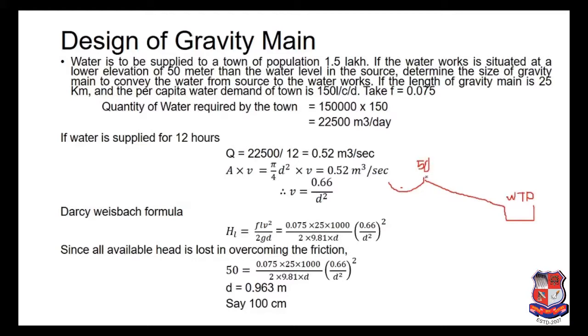So this 50-meter available head is lost in overcoming the friction, right? In friction. So head loss we can consider as 50, or we can consider less also, right? 50. So 50 HL is equal to 0.075 multiplied by 25 into 1000 divided by 2 into 9.81 into D square. So using this equation, we will get D is equal to 0.963 meter. So say 100 centimeters. So 100 centimeter diameter pipe is required to supply this much quantity of water.